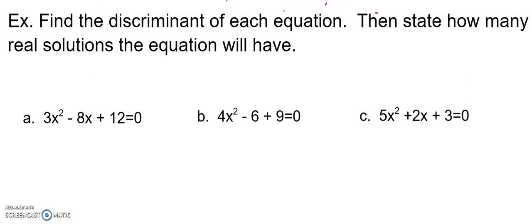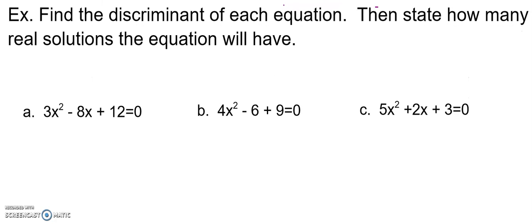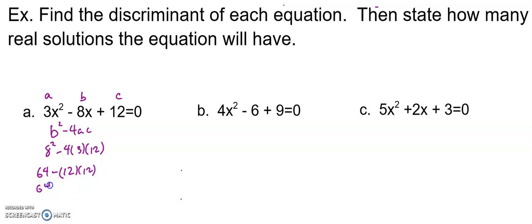These problems say, find the discriminant of each equation, then state how many real solutions the equation will have. Well, I know the discriminant is b squared minus 4ac. So b is 8, a is 3, and c is 12. Well, b squared would be 8 squared minus 4 times 3 times 12. So I get 64 minus 12 times 12, which would be 64 minus 144, which is negative 80.